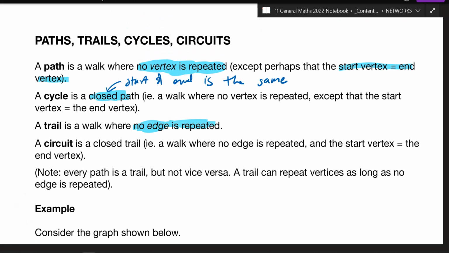No edge repeat. And then a circuit is the same as a trail, but it's closed. So start and end has to be the same. Remember, whenever we say closed, it just means start and end is the same. I know it's a lot of terms, but once we put this into practice, it might make a little more sense. So path: no repeated vertex. Cycle: same thing, but start and end is the same. Trail: no repeated edge. Circuit is the same thing, but you've got to start and finish at the same spot.